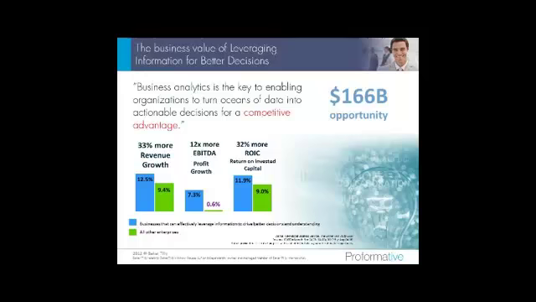This was a study done by IBM, the Global CFO study back in 2010, and they looked at what it means financially for organizations that are better leveraging information, and these are the results they came back with. So 33% higher revenue growth, 12 times more EBITDA, and 32% more return on invested capital. So for those organizations that really can take advantage of the existing information they have and some of this new information, they're starting to see some of these results, and we'll talk about those a little bit later.